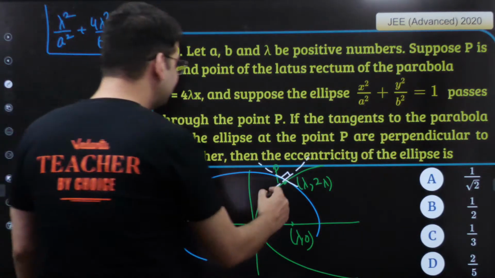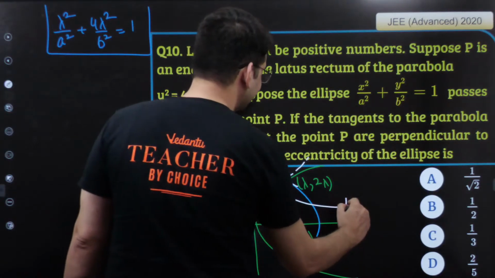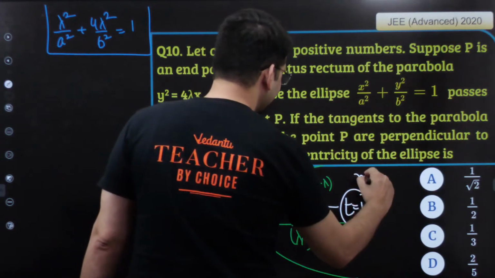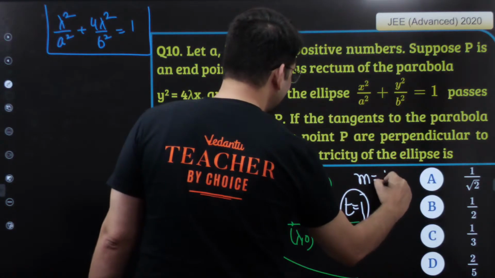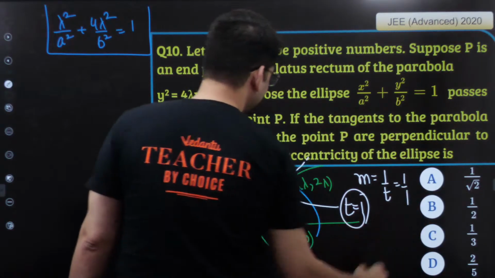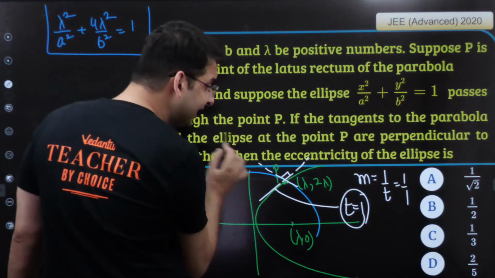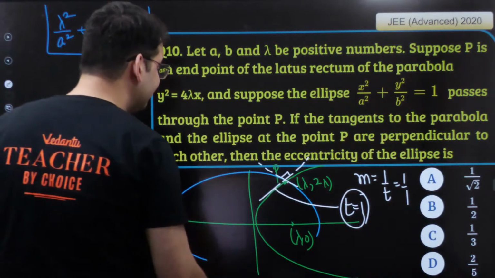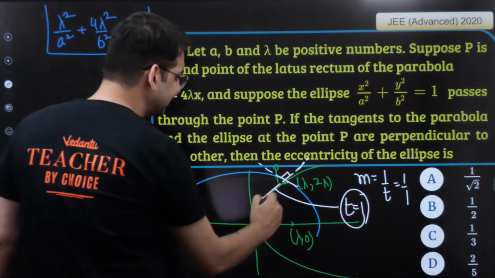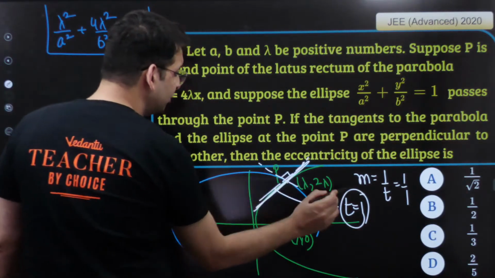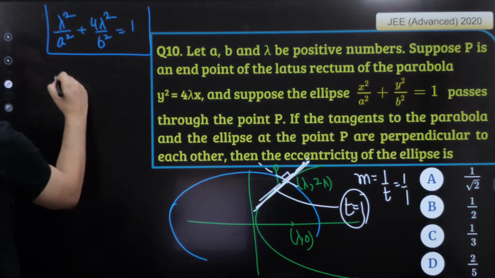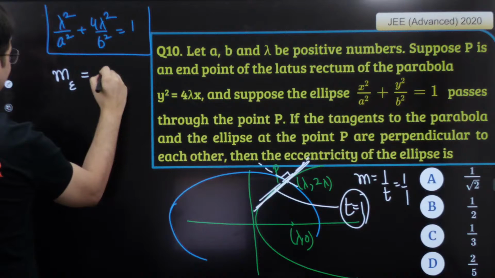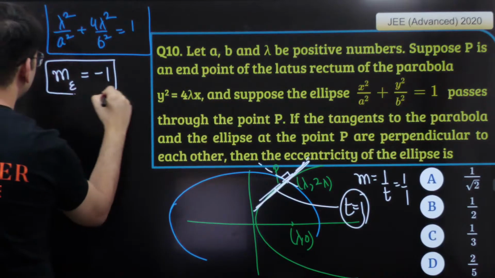Now, to the parabola at t is equal to 1, the slope is 1 by t, that is 1 by 1. So slope of the tangent to the parabola is 1, that means slope of the tangent to the ellipse is going to be, now this is 1, this is going to be minus 1. The slope of the tangent to the ellipse is minus 1. That is another thing that is coming to my mind.